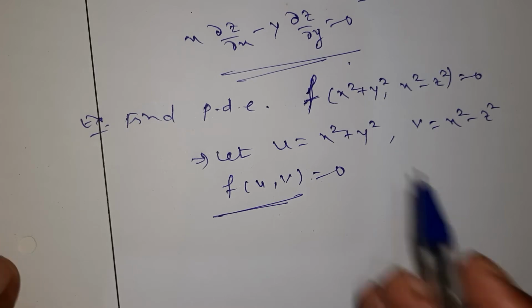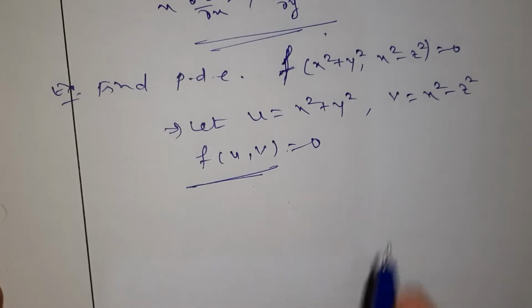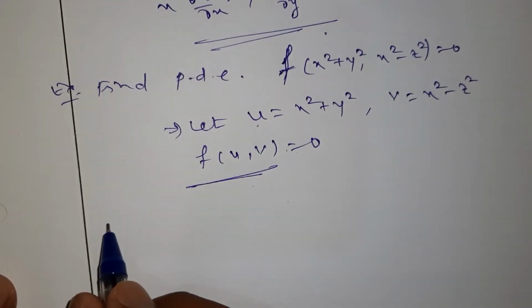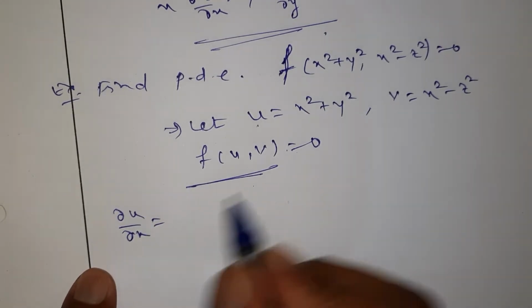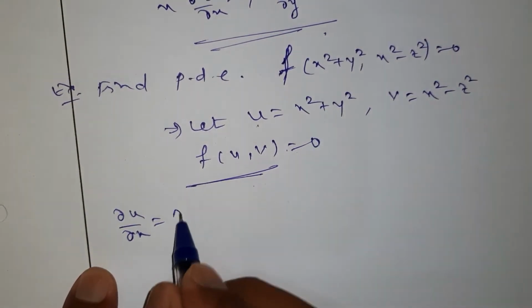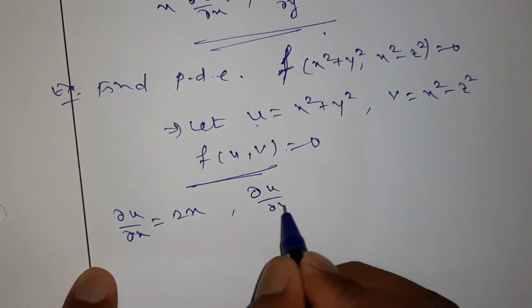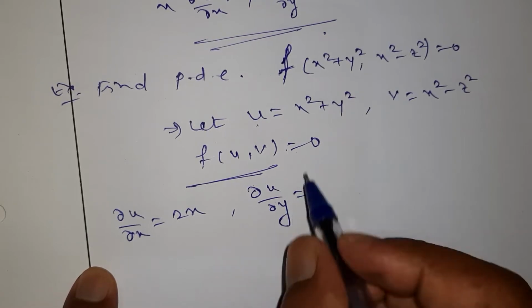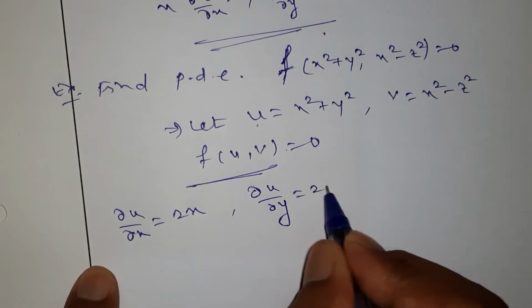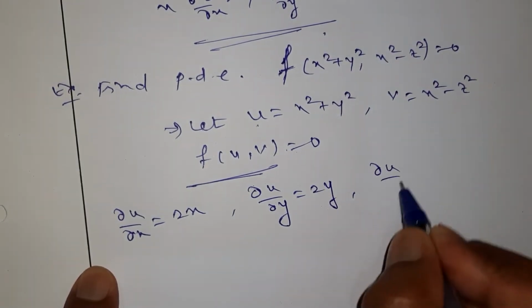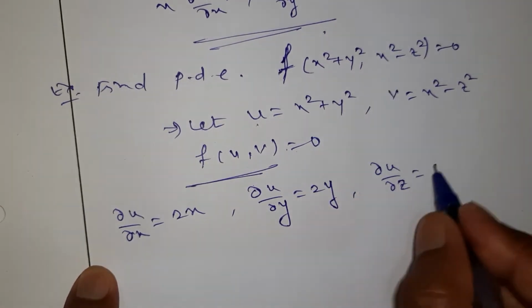Okay, no problem. Now u and v are given. Find all their derivatives. See here, u is there, so find dou u by dou x. Dou u by dou x is the derivative of u with respect to x only: 2x. Derivative of y is 0. Then dou u by dou y, with respect to y: derivative of x square is 0 and derivative of y square is 2y. Then dou u by dou z: z is absent here, so 0.